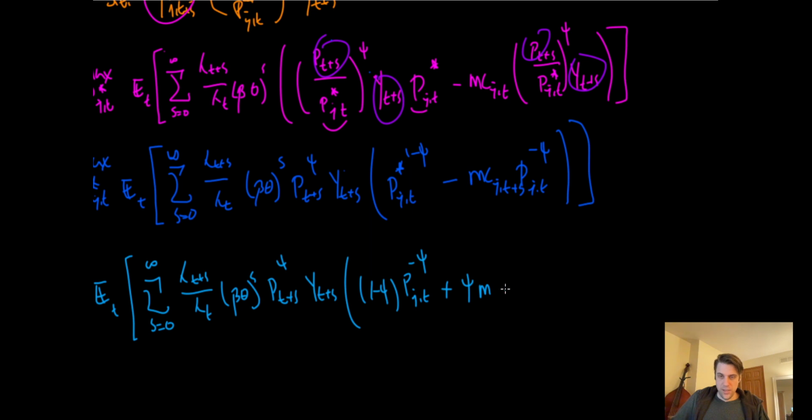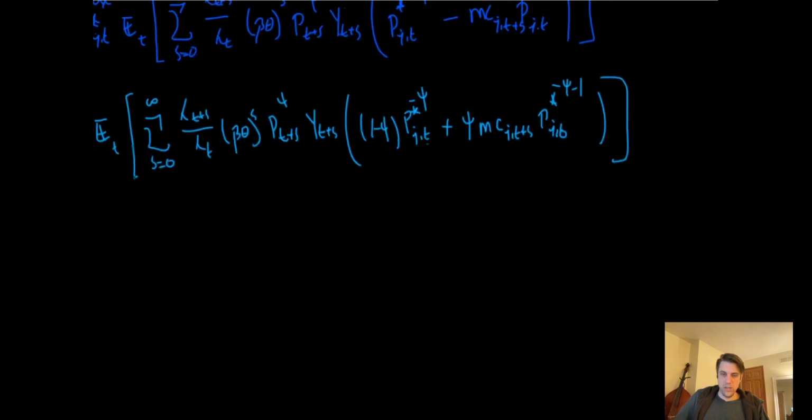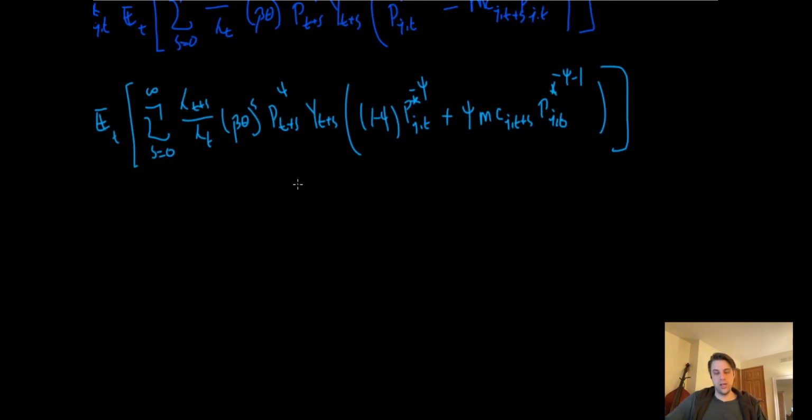Yeah, plus mc jt plus s pjt star, this has a star as well, to the psi minus 1. Okay, am I happy with this? I'm happy with this. So now we're done with the derivative, and now we're actually almost done. We just need to do the tucking trick again, because after you've done this problem a million times, you will see that there's a pjt minus psi here, and there's a pjt minus psi here.